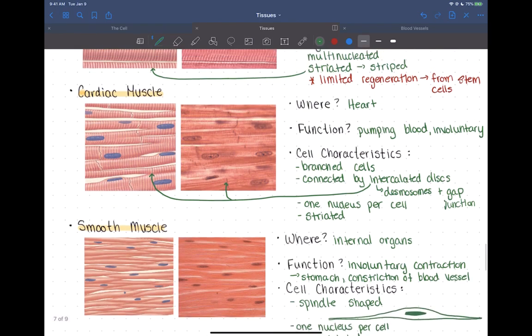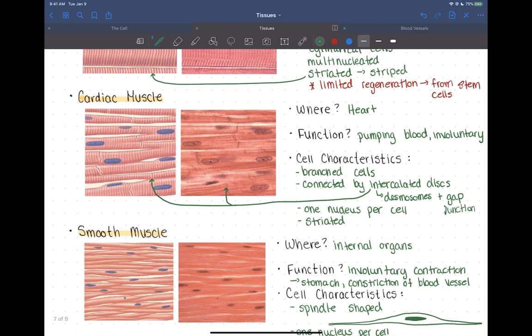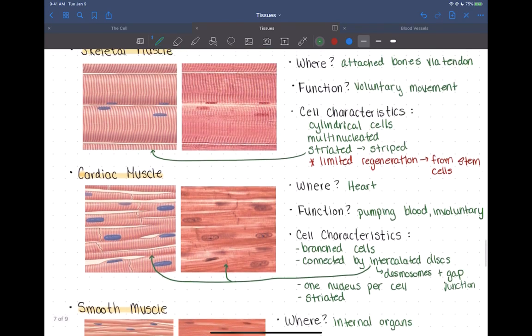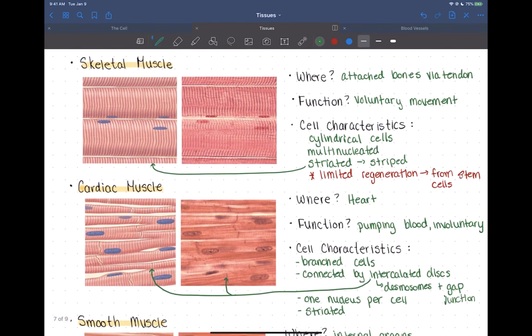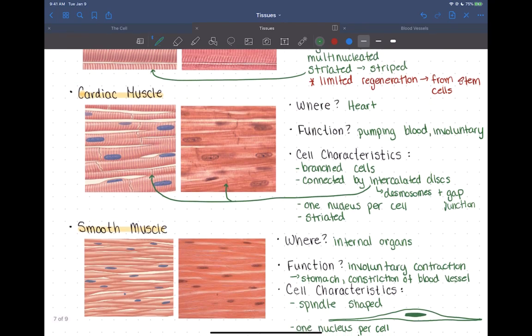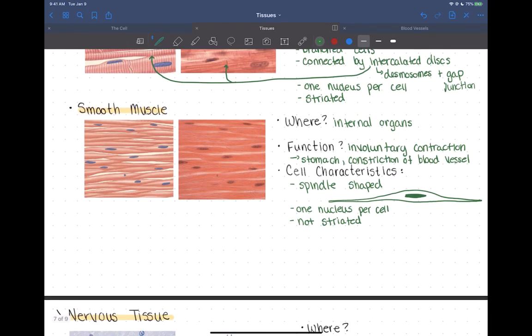Okay, good. So learn the characteristics of these, what they look like. Skeletal muscle is voluntary. They're these long cylindrical multinucleated cells with striations. Cardiac muscle are these branched cells with one nucleus per cell. They also have striations, and they're connected by intercalated discs, and they are involuntary. And then smooth muscle is also involuntary, does not have striations. They have a spindle shape and one nucleus per cell. All right, so that's our muscle tissue.